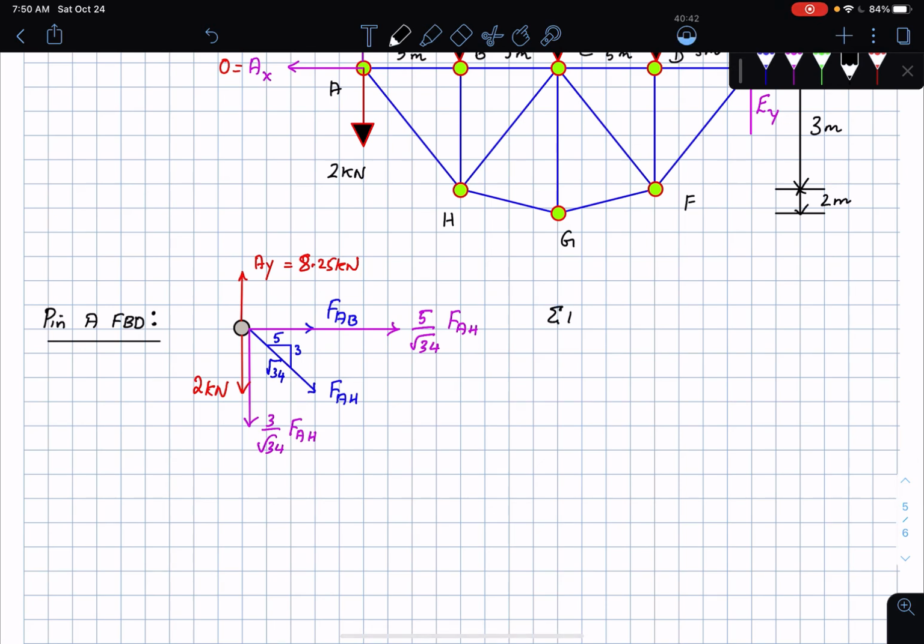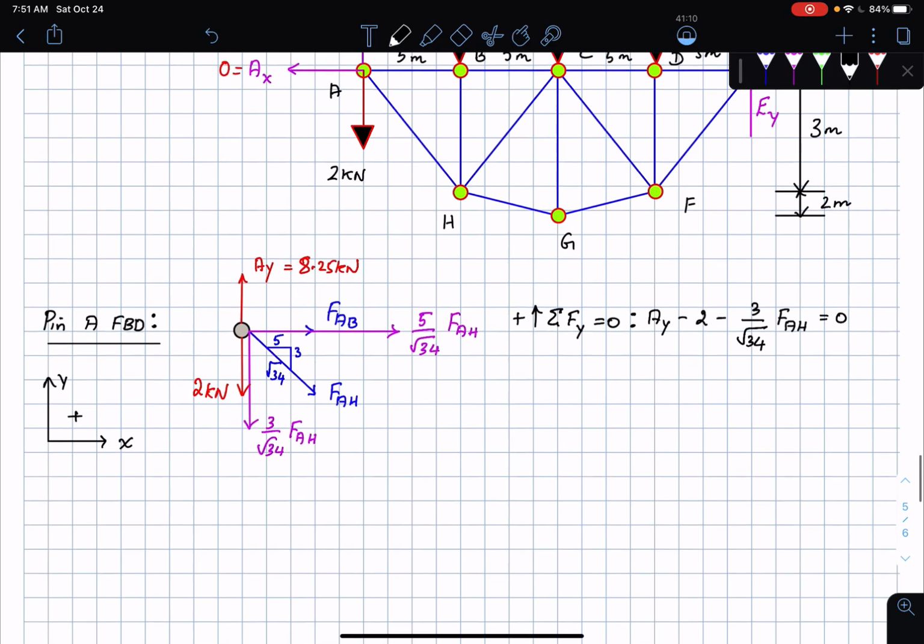So sum of forces in the vertical direction, I first set that equal to 0. My coordinate frame for this pin, as you can see, will be my regular x and y directions. Okay, so this is y, this is x, and then this is positive. So forces in the y direction set equal to 0. I'm going to have AY minus 2 minus 3 by root 34 FAH is equal to 0. Okay, which means that I can solve for FAH, and if you do the math, this is going to end up being a positive value of 12.2 kilonewtons, which means that this is in a state of tension.